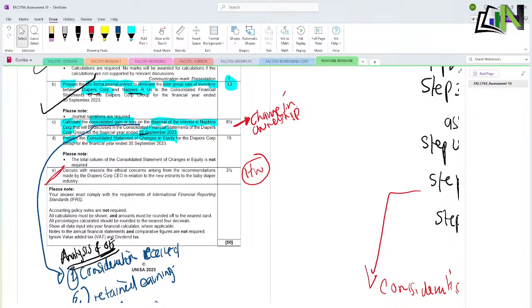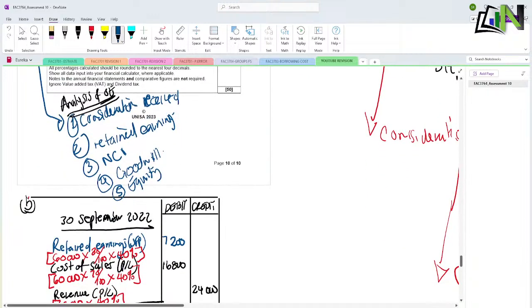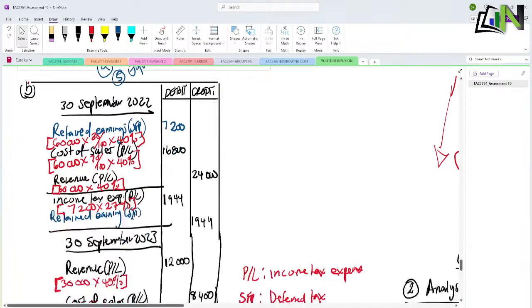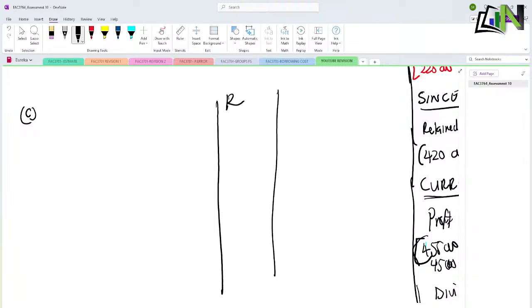So now that I've done my analysis, it's going to be easier for me to do my calculation. I've already given us a hint of the items that are supposed to be in the calculation: consideration received, retained earnings, NCI, goodwill, equity, total equity. Remember, the total equity must not include goodwill again, otherwise you'll be including it twice. Okay, so we then continue. First thing first, the fair value of the consideration received. So that's the first thing we want.